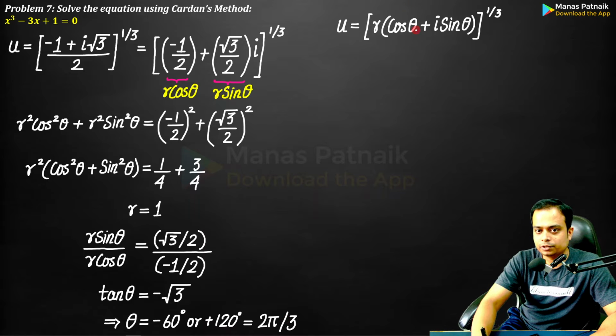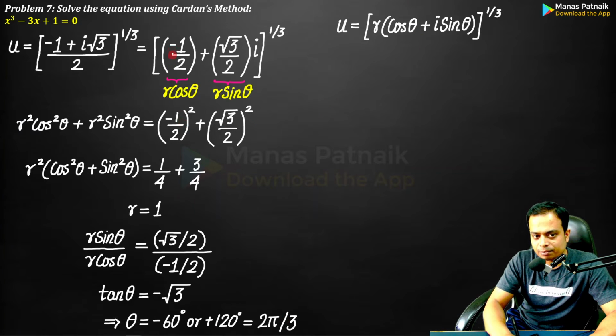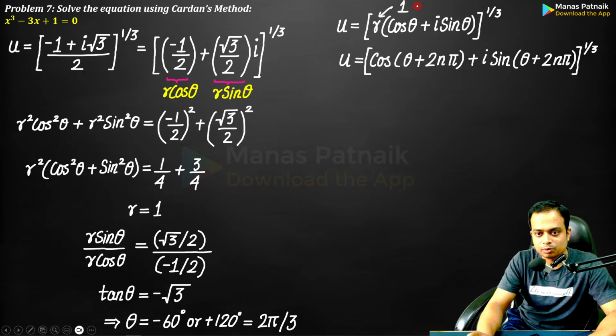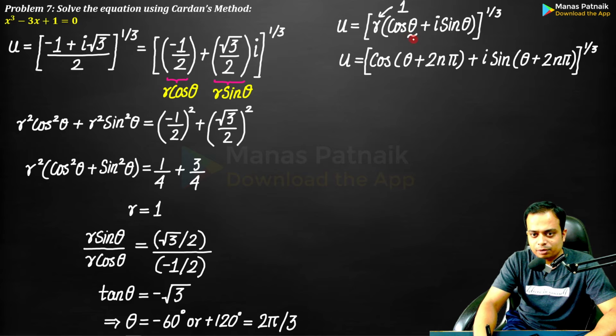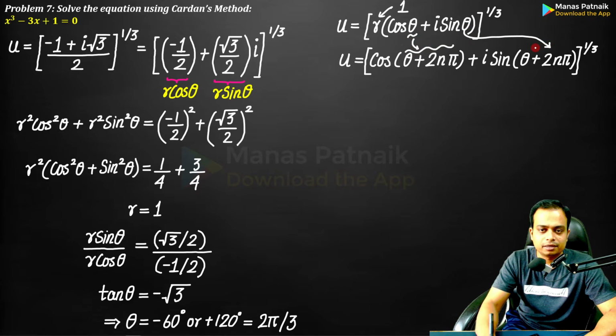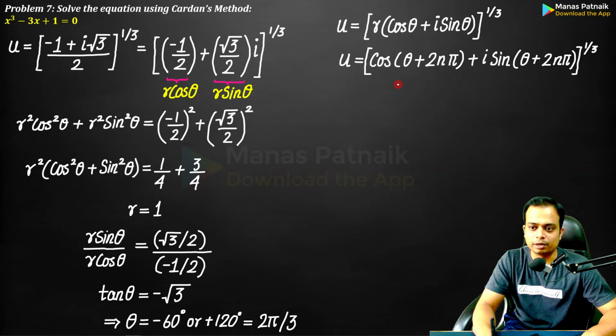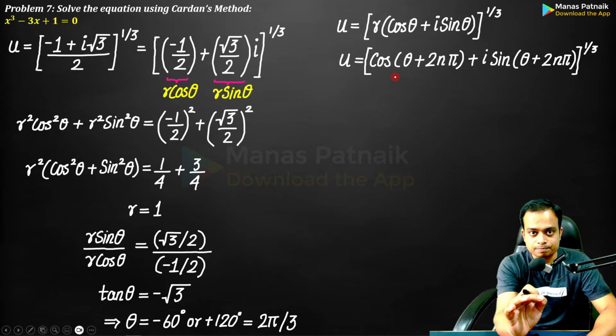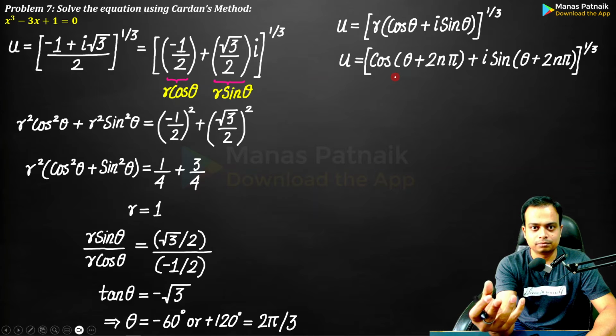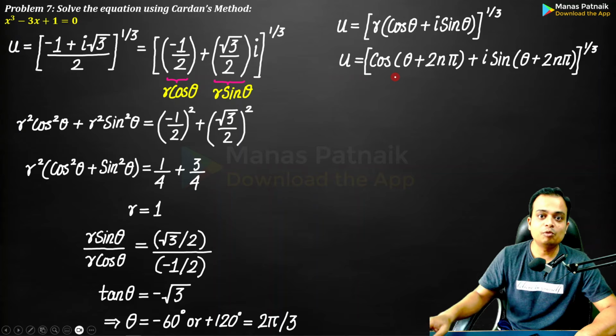What's next? Take a look. I have replaced negative half by r cos theta and root 3 by 2 by r sin theta. Okay, and this is what I get. You can plug in the value of r as 1 immediately, no problem. Let me do that. Secondly, sir, but why have you replaced this theta with theta plus 2n pi? And over here also we can see that theta has been replaced with theta plus 2n pi. Well, both cos and sine are trigonometric functions and they happen to be periodic. Okay. Allow me to discuss.